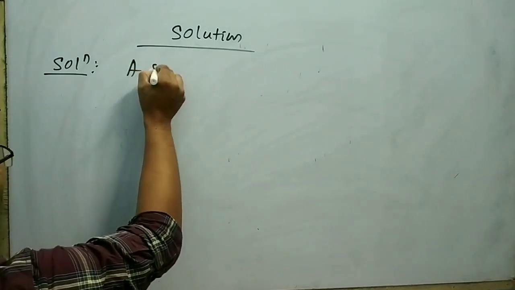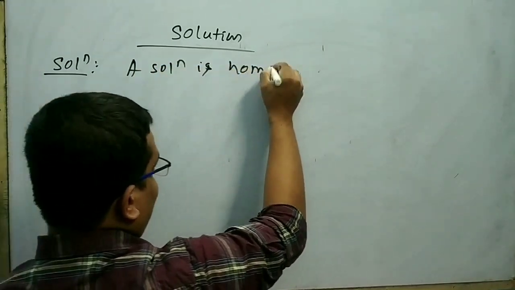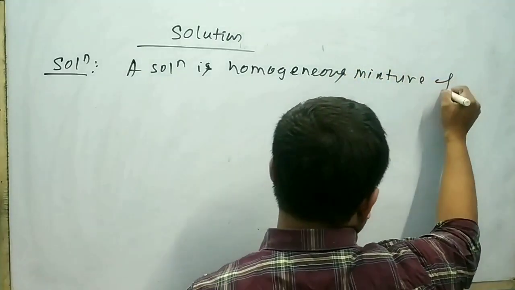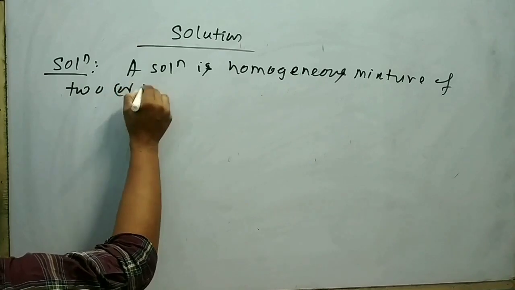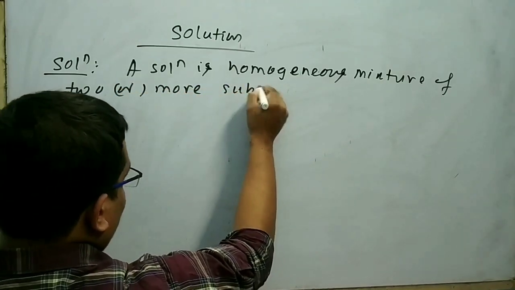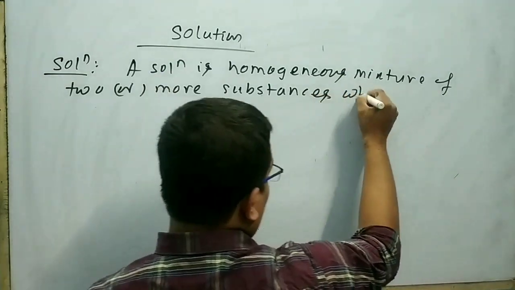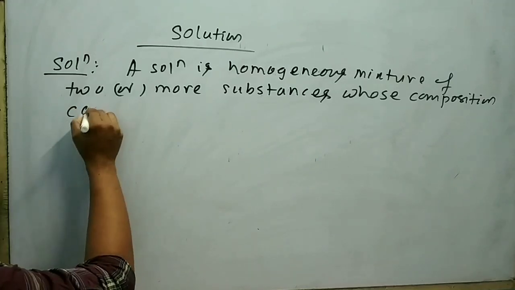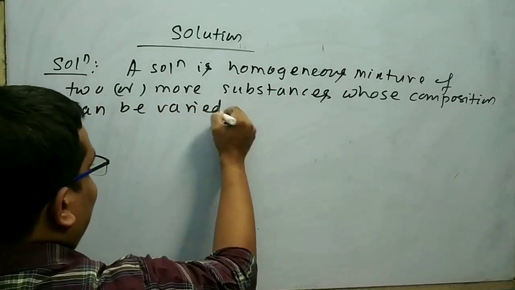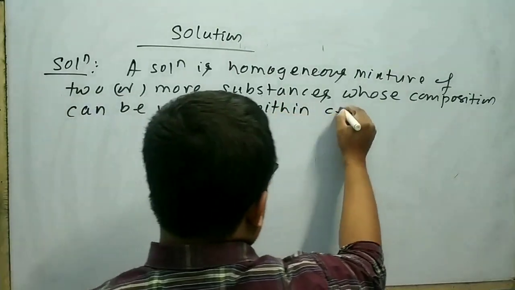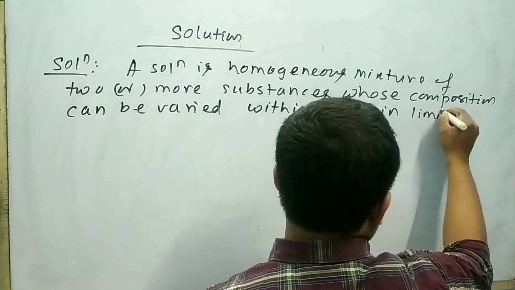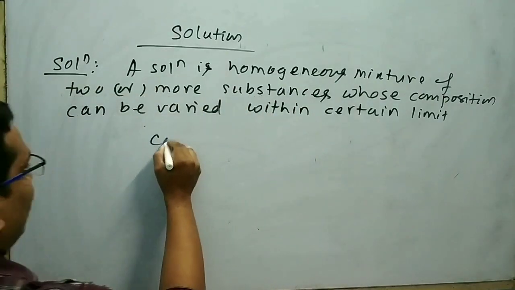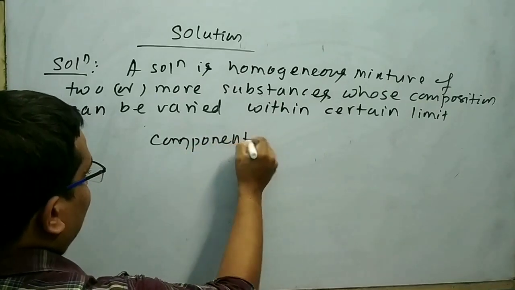So I can write, a solution is a homogeneous mixture of two or more substances whose composition can be varied within certain limit. The substances which are used for the formation of solution are called components.